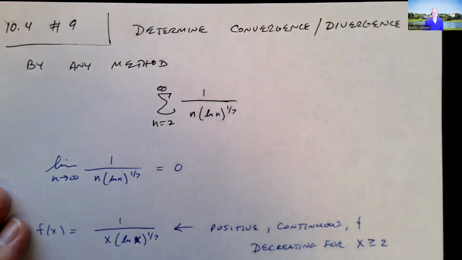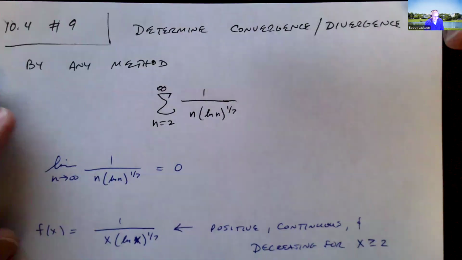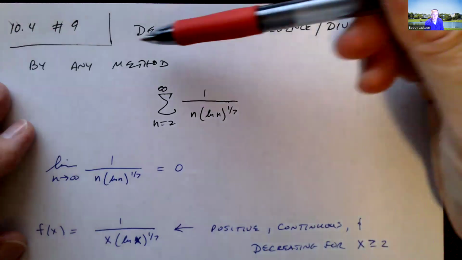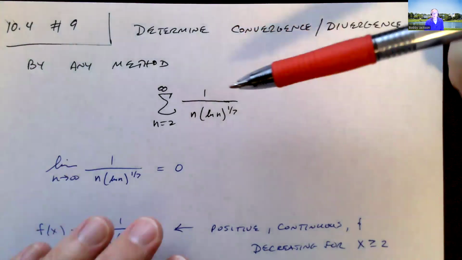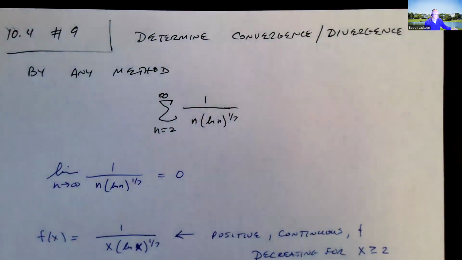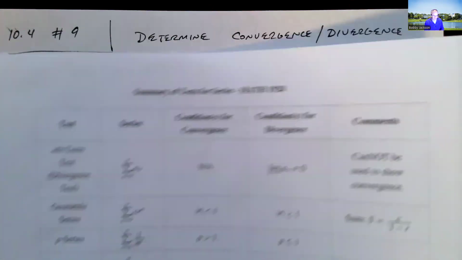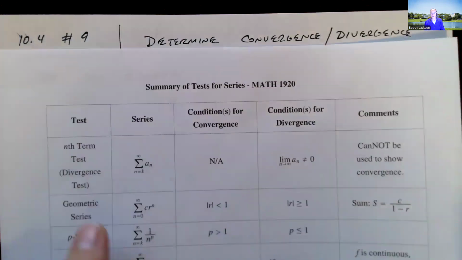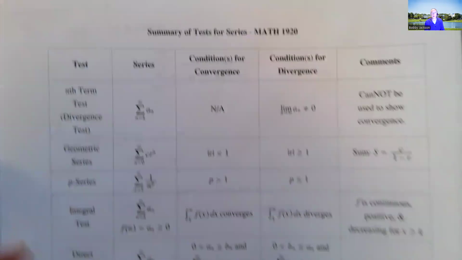Hey everyone, we're going to look at number 9. I think it's the last one of section 10.4, determine the convergence or divergence by any method. So how would you go through this? Well, again, I give you the series summary sheet, and I would start with the nth term test and work my way down.